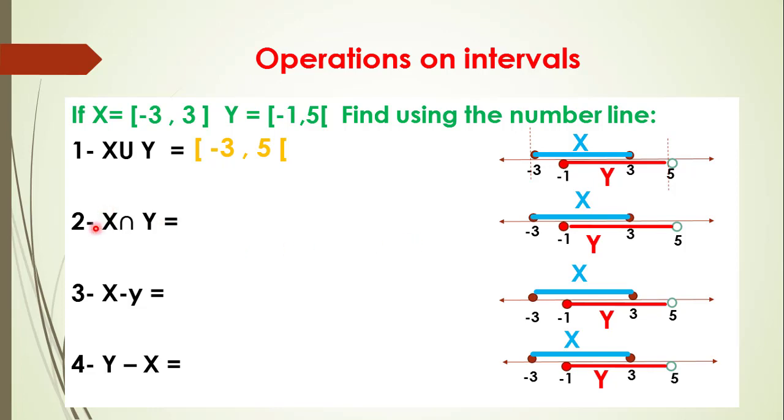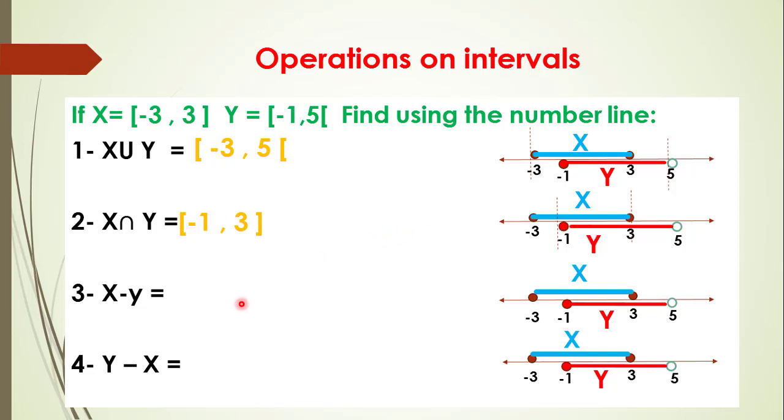Number 2, x intersect y, the common region between the two sets. So the region which consists of blue and red, the two sets. So from -1 to 3, this region. Open or closed? Here at -1 closed, and at 3 also closed. So this is the intersect interval.